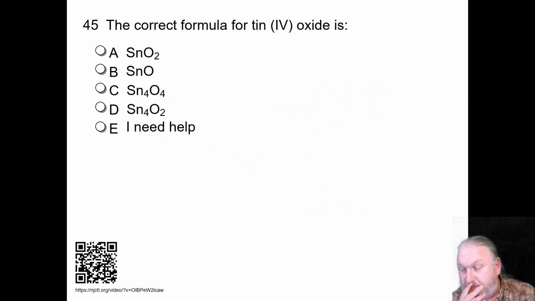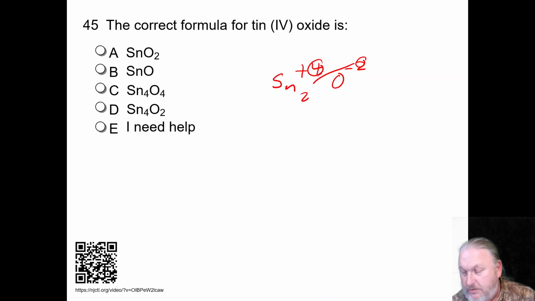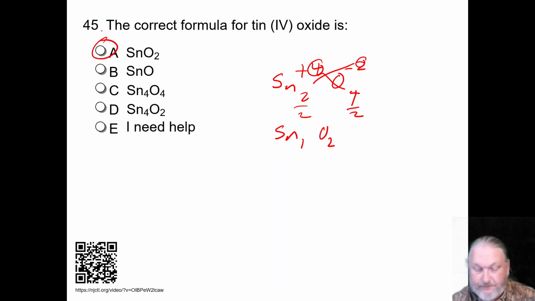The correct formula for tin-4 oxide. Okay, so I know tin is Sn. It gave me tin-4, so I'm going to write +4 on there. It's oxygen. Well, if I look at the periodic table, or I just know it, it's -2. Do the crisscross method. 2, 4. All right, Sn2O4. I can get that to a little bit more of a lower whole number ratio. Divide everything through by 2. That's going to be SnO2. That's going to be what? It's going to be A.